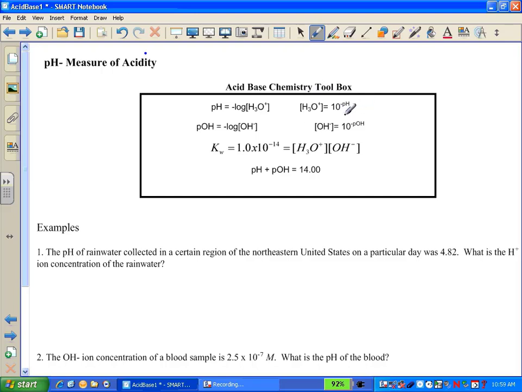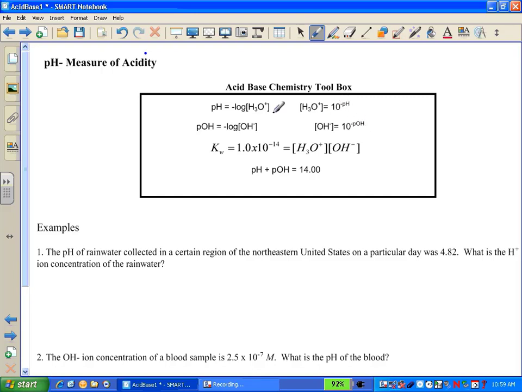So pH is the negative log of H3O+. Rearranging that formula, we get that the concentration of H3O+ is 10 to the negative pH. The P, recall, stands for the power. So in this case, the pOH is the power of the hydroxide ion. So it's the negative log of the hydroxide ion in the solution. The hydroxide ion concentration is therefore 10 to the negative pOH.